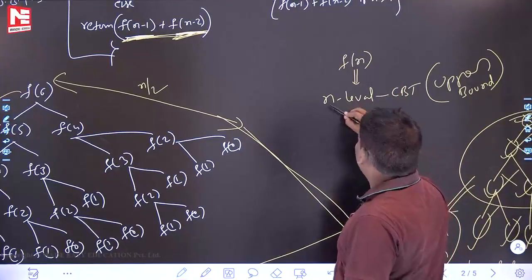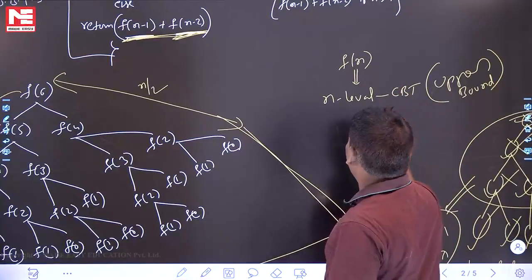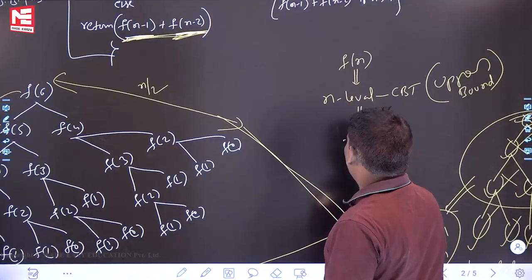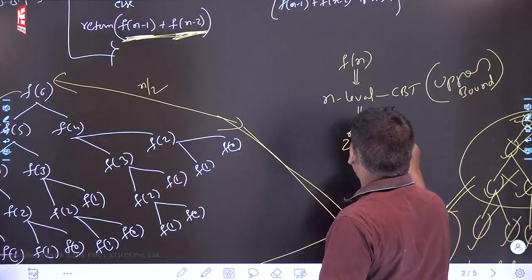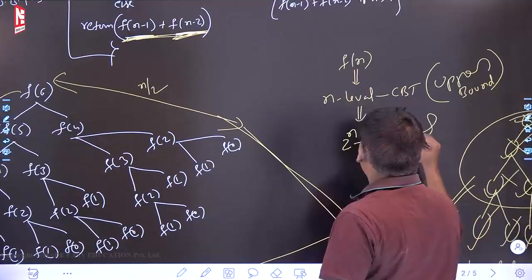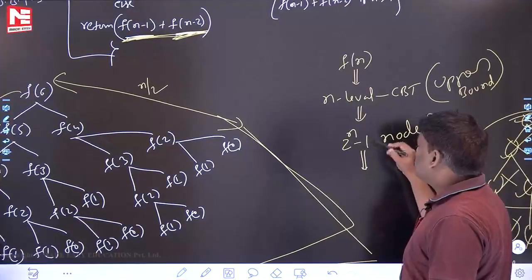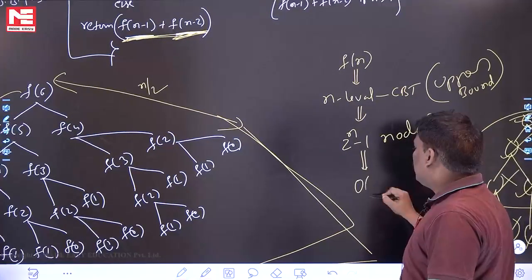Fibonacci of n contains an n level complete binary tree. An n level complete binary tree contains how many nodes? Right? 2 power n minus 1 nodes. 2 power n minus 1 plus 1, forget about that. What is the answer? Order of 2 power n.